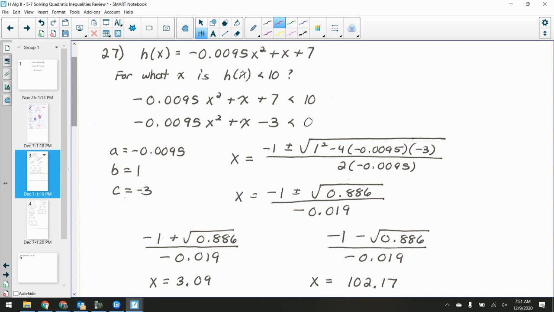Okay, so this one was the football. A football thrown by a quarterback follows a path given by that function, negative 0.0090095 x squared plus x plus 7, where h is the height of the ball in feet and x is the horizontal distance traveled in feet. If any height less than 10 feet can be caught or knocked down, at what distances away from the quarterback can the ball be knocked down?